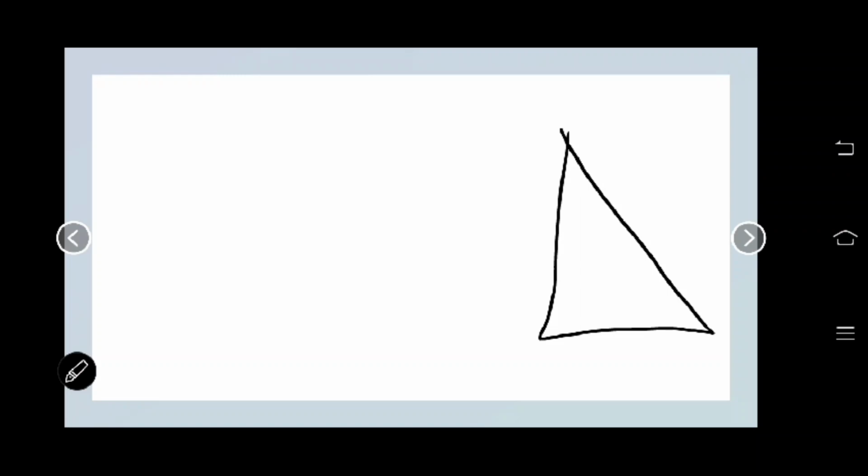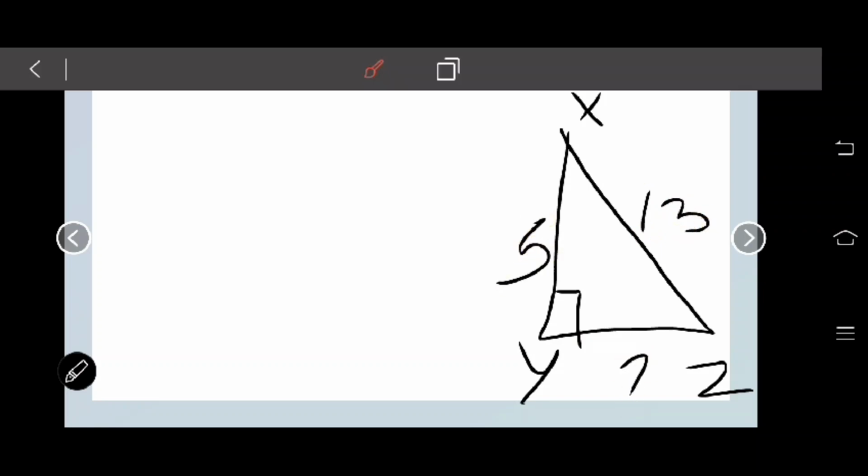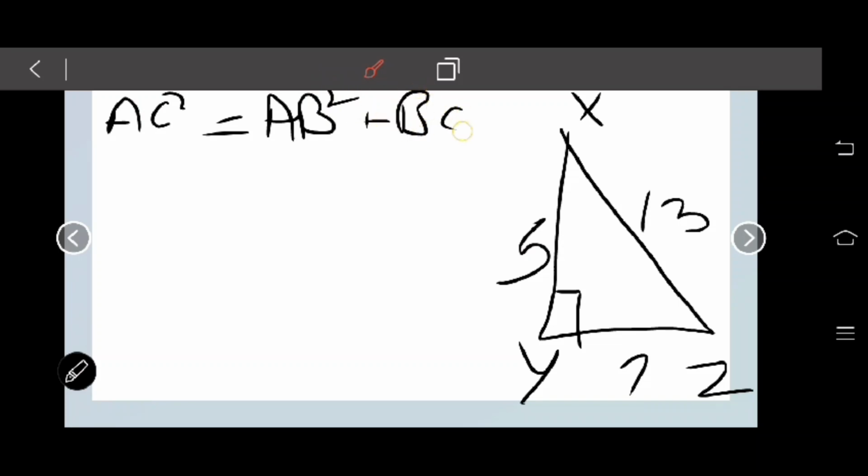So in the question they won't give you ABC, the variables may change. Let's take another example. Let's take this triangle as X, Y and Z, right angled at Y, with hypotenuse 13 and this side 5. What is the formula for us? AC square equals AB square plus BC square. Same, but here we don't have ABC.